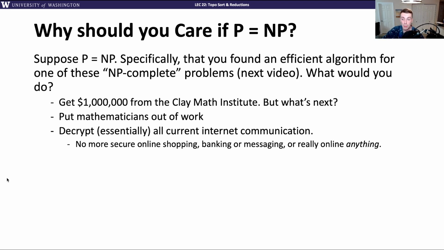You will also be able to essentially decrypt all internet communication. Internet communication relies on this thing called encryption, and most popular forms of encryption rely on the fact that dividing numbers or finding prime factors of numbers is hard. It's a problem that's in NP. So the idea being that if I gave you a large number, you need to decompose it into its prime factors, like the fact that 15 is 3 times 5.